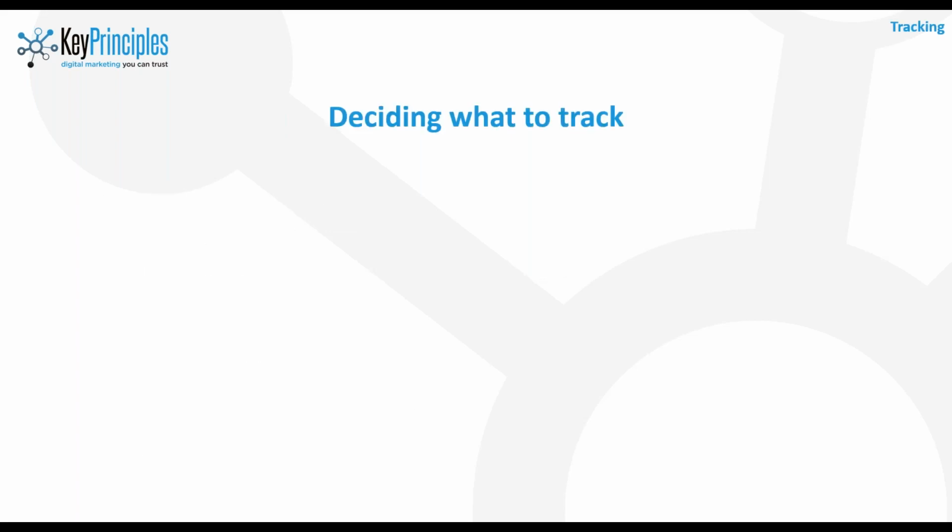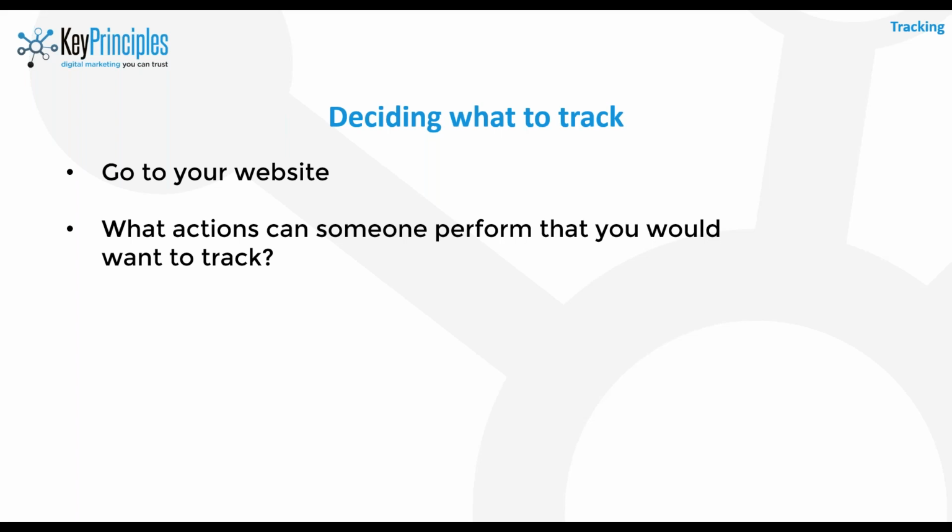Okay, so deciding what to track. The best way to decide what to track is literally to go to your website and start having a look around and deciding on really what actions on your website does someone take that you'd really like to be able to track. And there can be so many, so it's worth going through your website and identifying all of the different things that would enable you to work out when someone has performed an action that you really want to track.